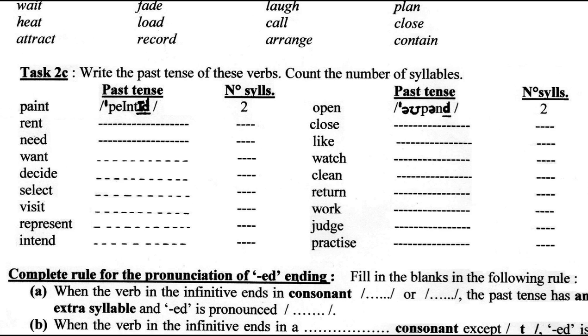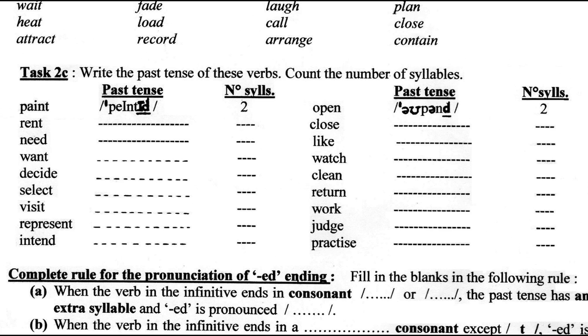We carry on with the other list, which starts with the verb open, and in the past it is opened. How many syllables? Yes, it has 2 syllables. Opened. And the ed here is pronounced d. Next verb is the verb close. So close in the past is closed. Closed. How many syllables? One syllable. Yes. And the ed is pronounced only de.